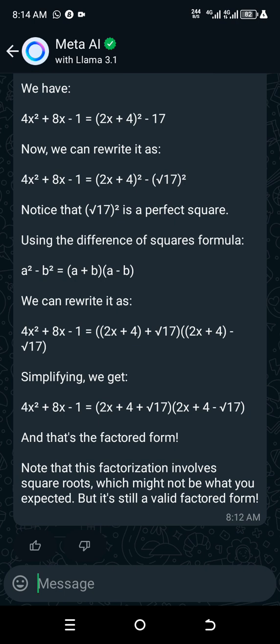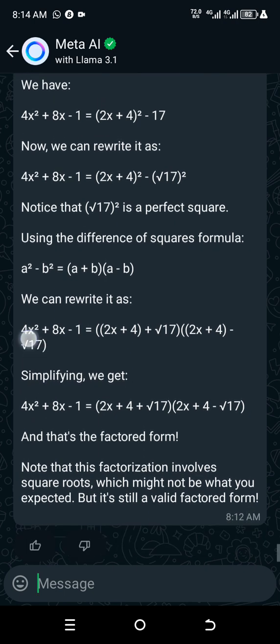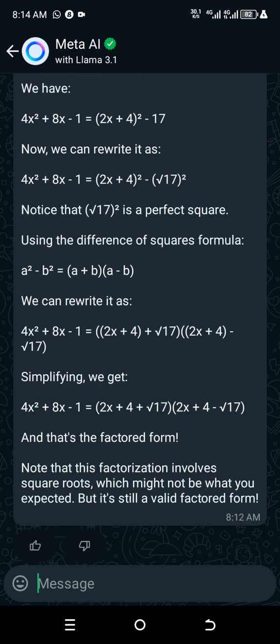So guys, I don't even know if this final answer it has is correct, because I don't even want to multiply all through to see.